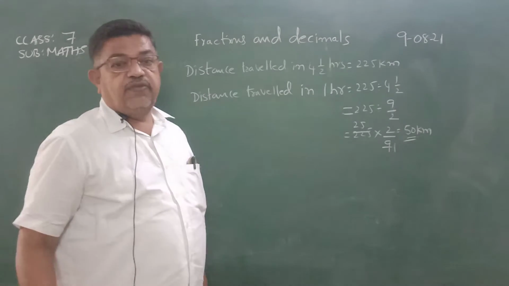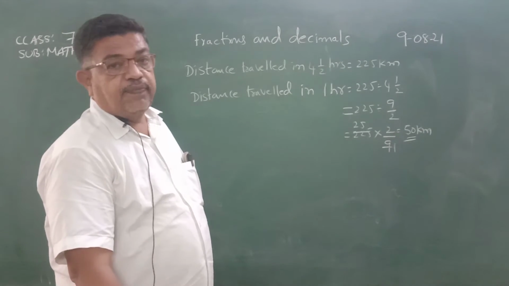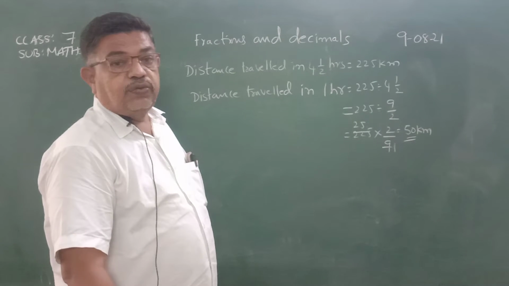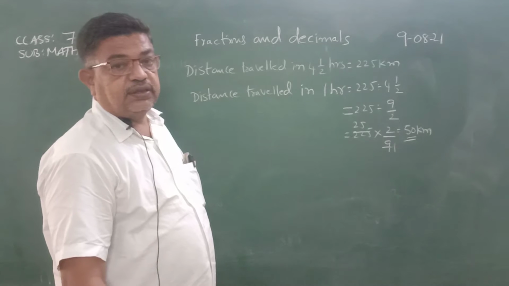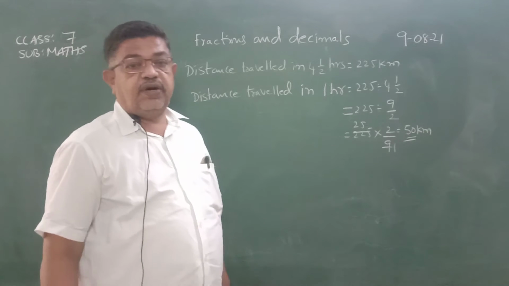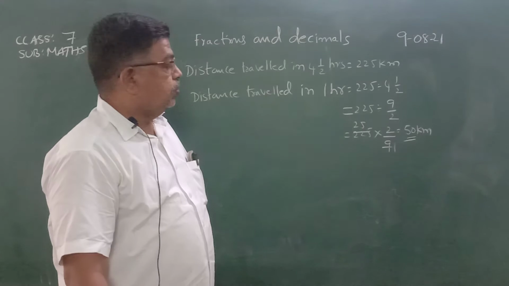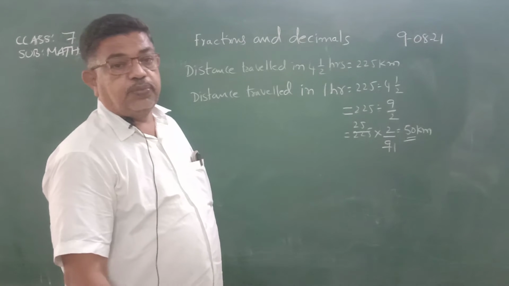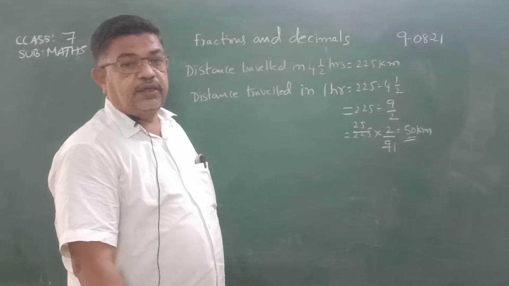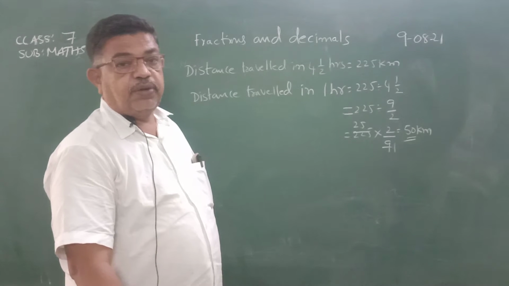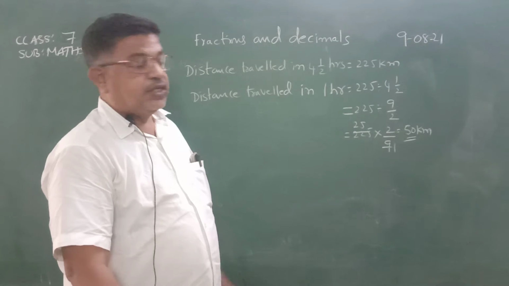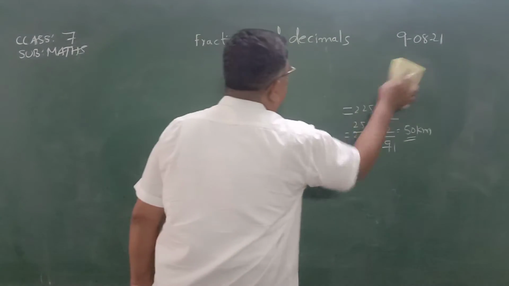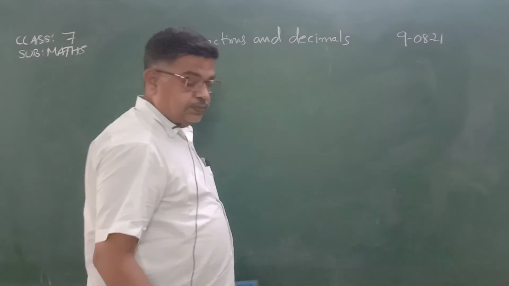The distance traveled in 4.5 hours is 225 kilometers. We want to find the distance traveled in 1 hour. 225 divided by 4.5 hours. 4.5 is a mixed fraction, converting into improper 9/2. 225 divided by 9/2 is equal to 225 into 2/9. The reciprocal of division is multiplication. Multiply with the reciprocal of 9/2, which is 2/9. So the final answer is 50 kilometers. Next.